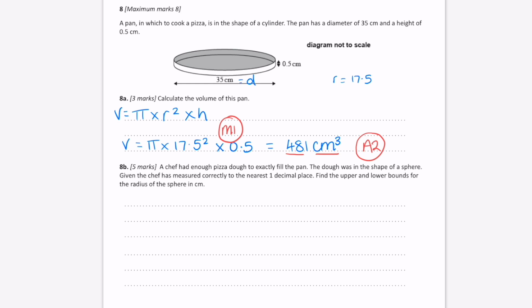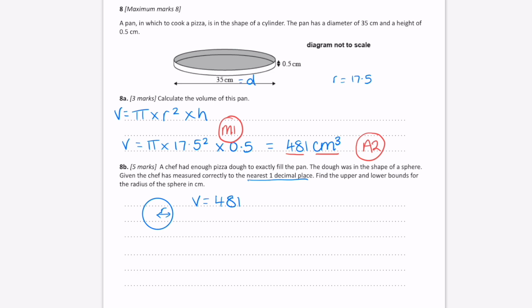The second part of the question says that the chef has enough pizza dough and it's in the shape of a sphere or a ball. Okay, so we're working with a ball in this part of the question. And we're needing to find the radius of the ball or the sphere. And we're told that the volume is the 481. We know that it fits exactly into the pan. And we're told that that volume was measured to the nearest 1 decimal place.